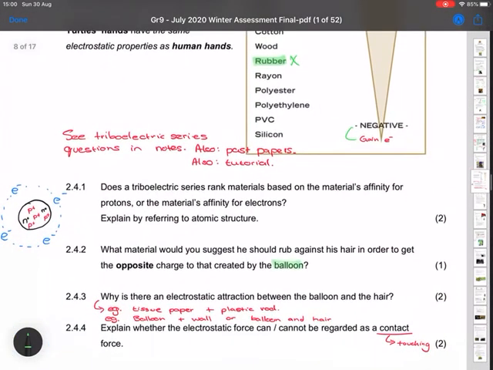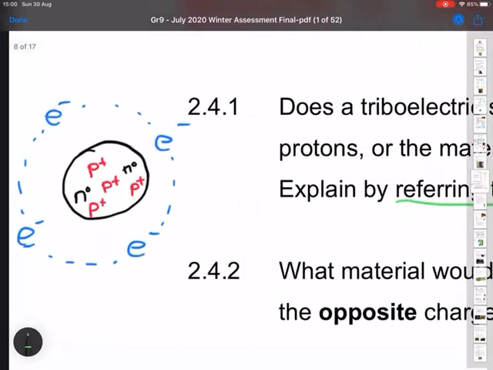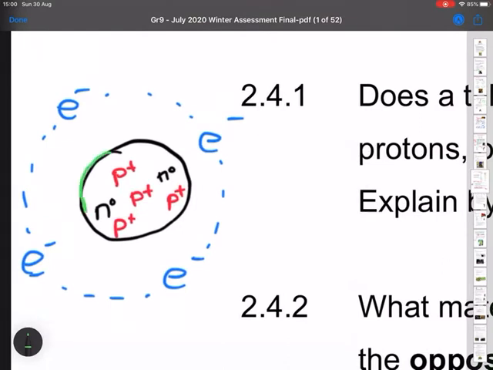Alright, 2.4.1, does a triboelectric series rank materials based on the material's affinity for protons or the material's affinity for electrons? Guys, it's electrons. The triboelectric series ranks materials based on their affinity to lose or gain electrons, and the reason why, by referring to atomic structure, is because if you have a look at the structure of an atom, in the center of the atom you've got the nucleus. That's the nucleus that I've circled in green. Inside the nucleus are the protons and the neutrons.